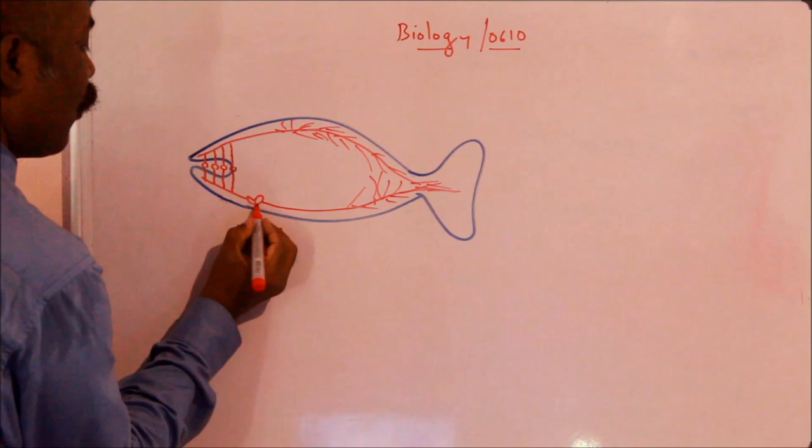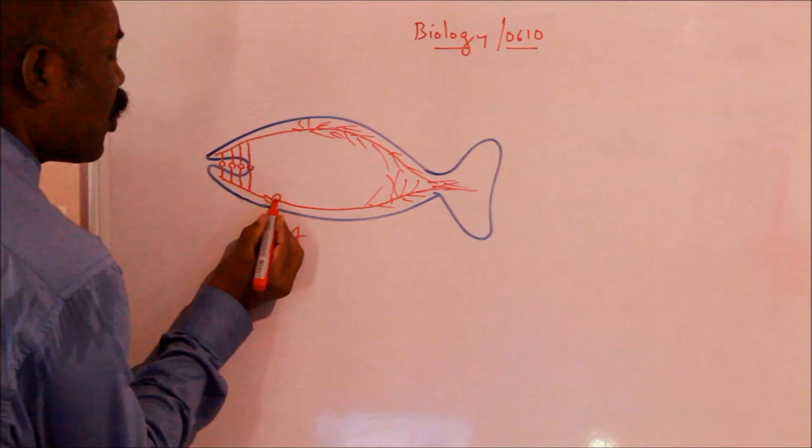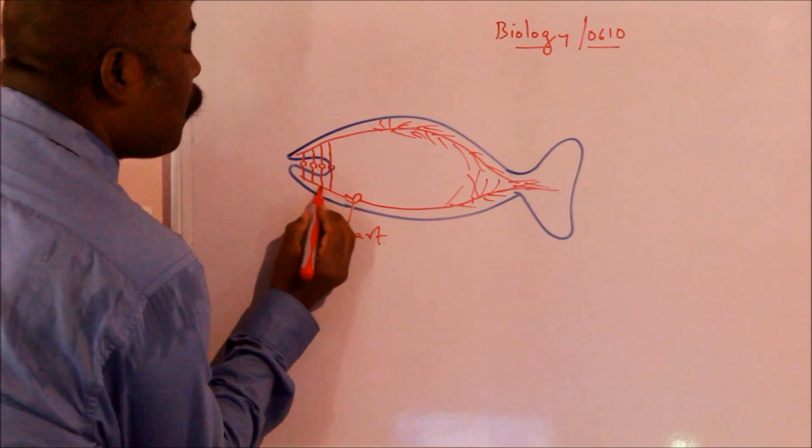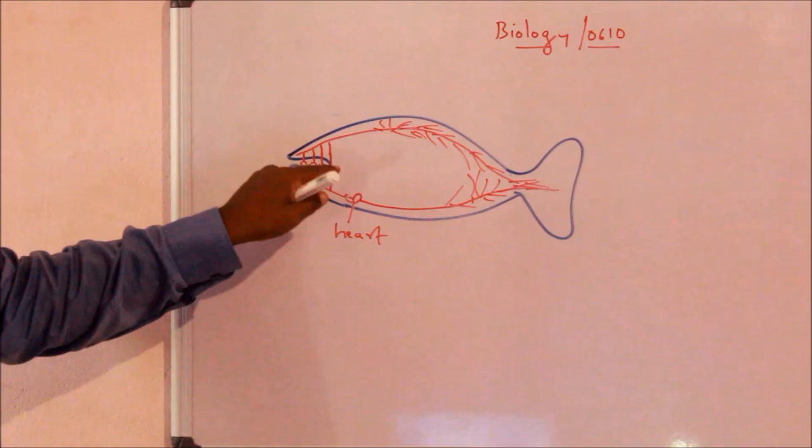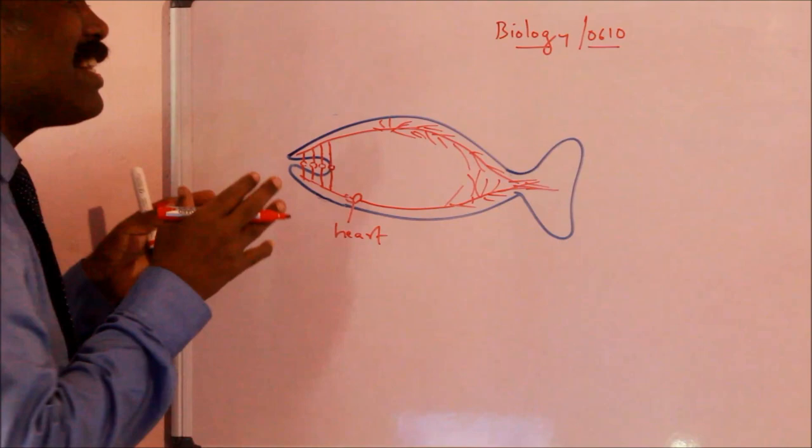Then another part is there, blood from the atrium passes to the ventricle, and from the ventricle the blood is pumped. You can see the blood is pumped to the gills. You can see here four gill arches, where you can see these gills. These gills you can see inside the operculum of the fish, on either side of the head.